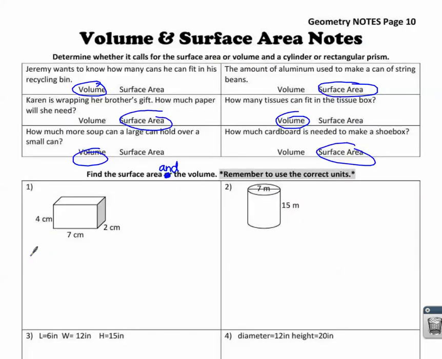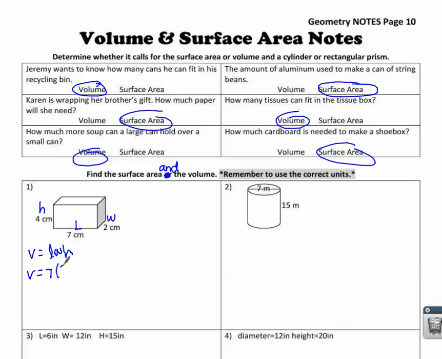So I'm going to come back here. I'm going to write my formula. Volume equals length times width times height. For me, it helps to define what each of these are, so I know I'm consistent throughout the entire problem. So for instance, the 7 can be the length, the 2 can be the width, and the 4 can be the height. So when I go to plug this in, there's no question what number I'm using.